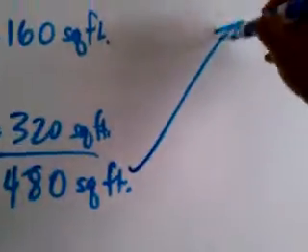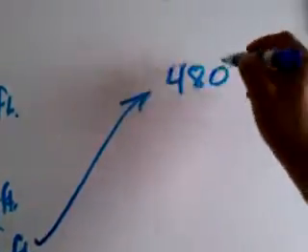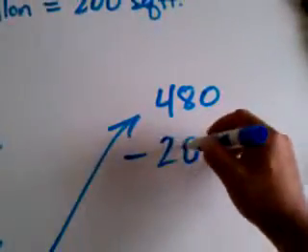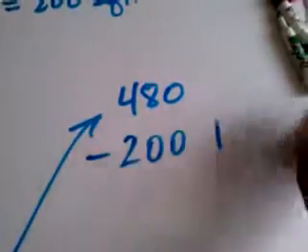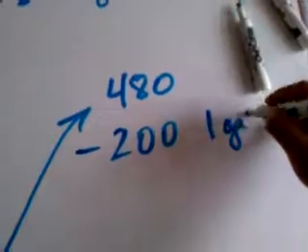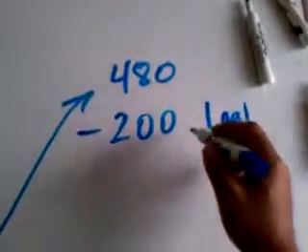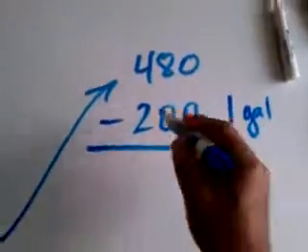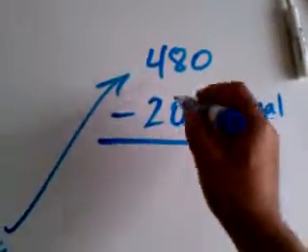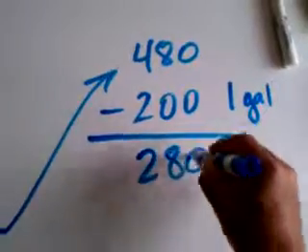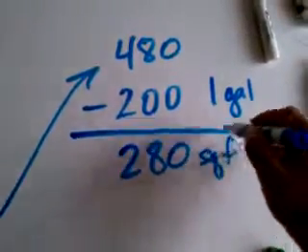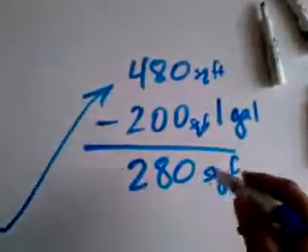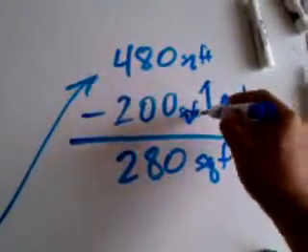Let's take this 480 square feet, and let's subtract what 1 paint would cover. This is for 1 gallon of paint. 1 gallon covers 200 square feet, right? But I already have 480 square feet I need to cover. So 1 gallon would only cover part of it, and it would still leave me with 280 square feet to cover.